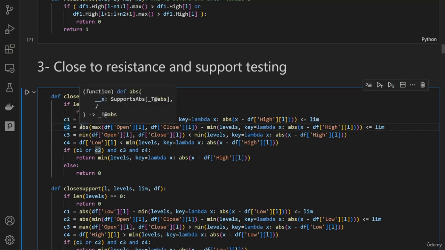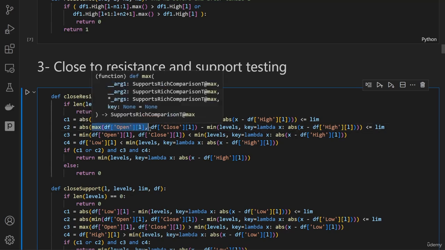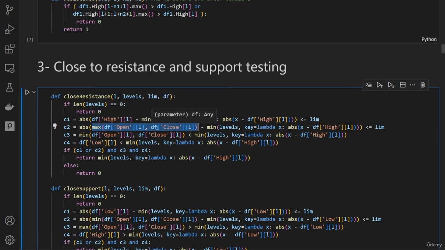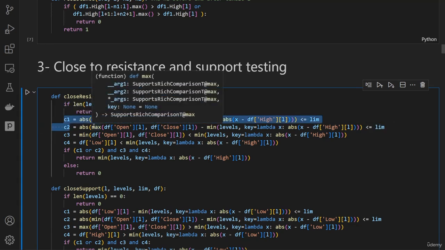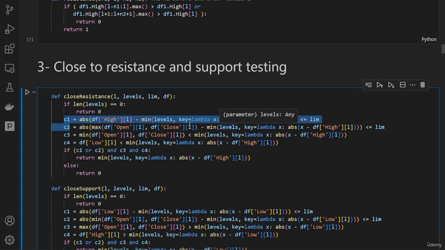Condition 2 is something very similar. However, instead of the high, it's going to check for the maximum between the open and the closing price of the candle. So we're looking at the body of the candle and not at the tails or the wick of the candle. And we're also measuring if the distance to the closest level from the maximum between open and close is below the limit threshold. So these 2 conditions are to check basically if the candle is close enough to the closest level of resistance.